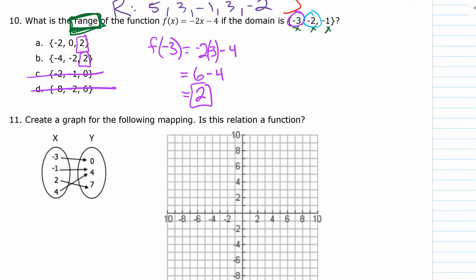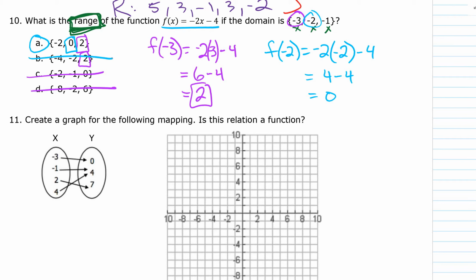For the next input, we have -2, so it's the same equation. F of -2 is equal to -2. Instead of the x, we put what our new x is, -2 minus 4. -2 times -2 is +4 minus 4 is equal to 0. We look and we see this one has the correct one, so we know it's automatically going to be our answer since it's the last option that can work.